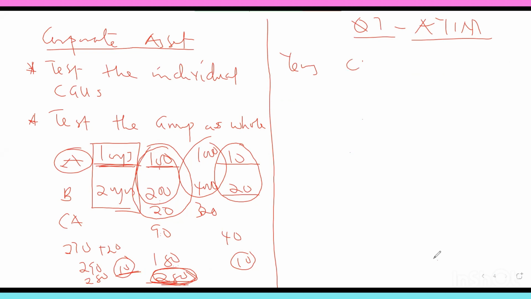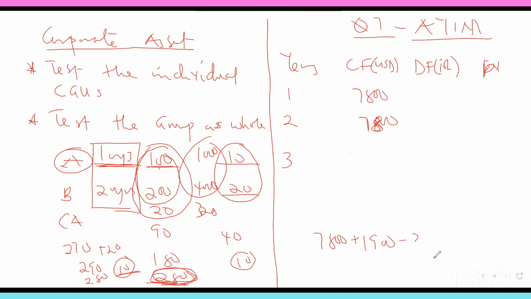So we have the cash flow, which will be in USD. Then we have the discount factor of 10%. Then we have the present value. Okay. So we have year 1, year 2, and year 3. So this would be 7,800 year 1, 7,800 year 2. Year 3, can we say that year 3 is 7,800 plus 1,900 minus 3,100?